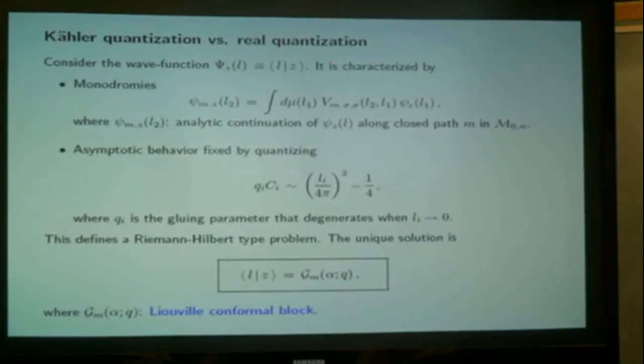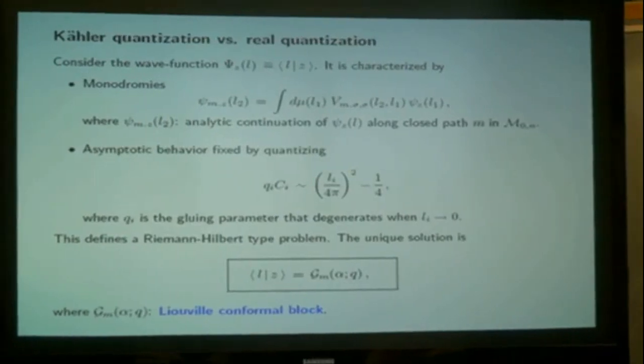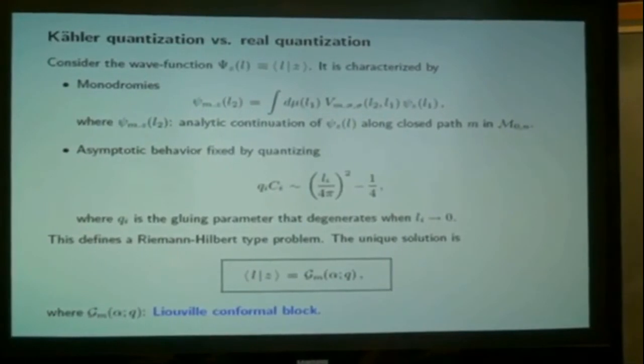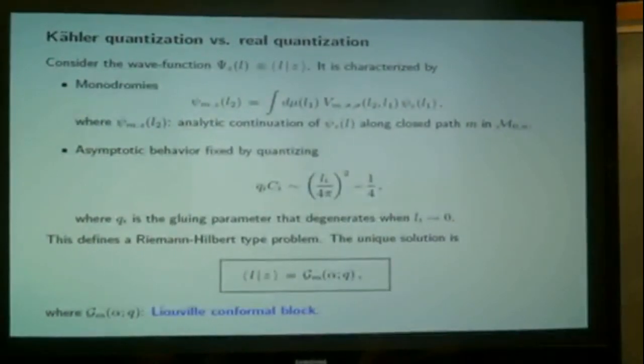One of the points I like to stress is that if you bring together these two sides of the coin, namely quantization of local observables, which gives me Ward identities, z's, d by dz's, and so on, and global observables, which are these length operators, if we bring together these two, we get Liouville conformal blocks.